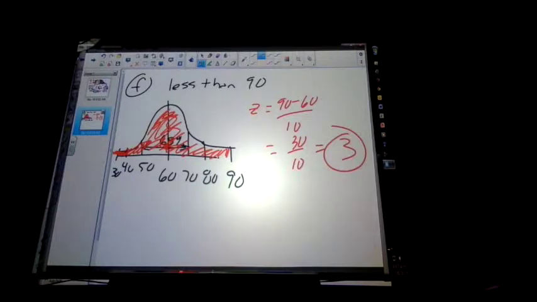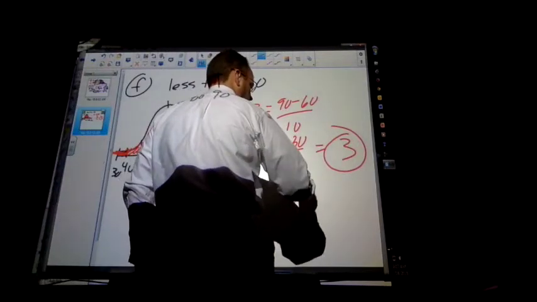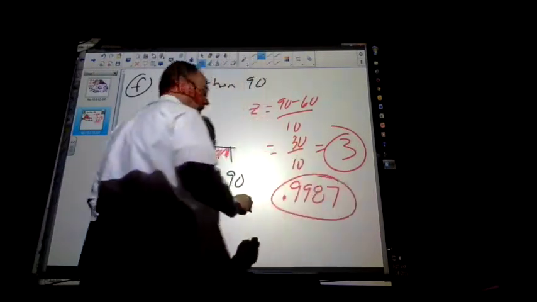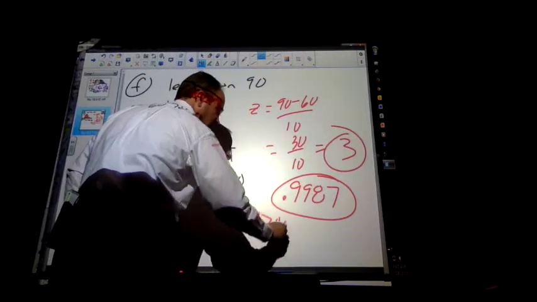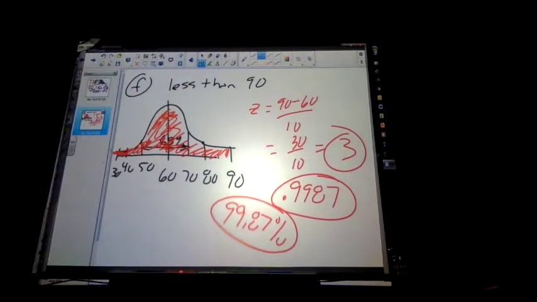Some of you got phones up. Please put them away. What do you think? Does 3.00 exist on our table A? Yes, so we go 3.00. We have 0.9987 for that value. So the area under the curve is 0.9987. Make this a percent. So we have 99.87% of all of our tests fall below 3 standard deviations above the average. Okay? That's all it is.